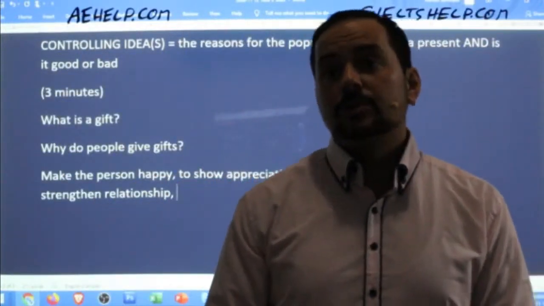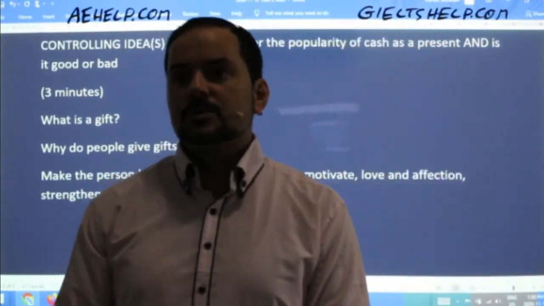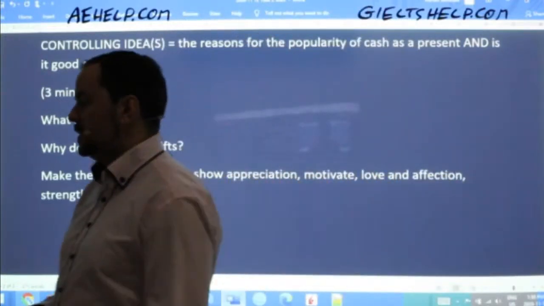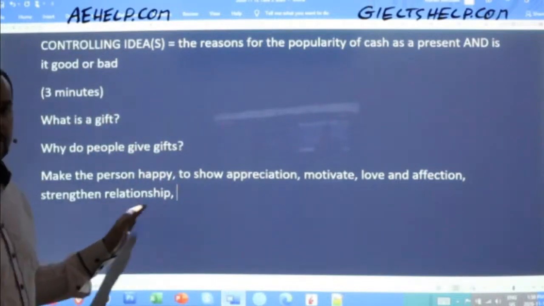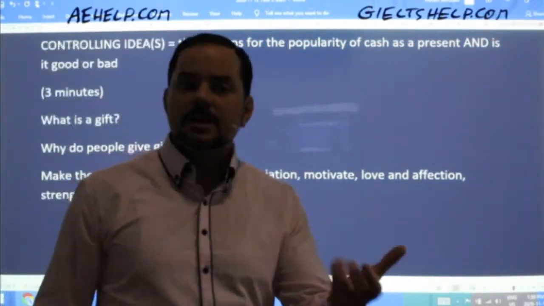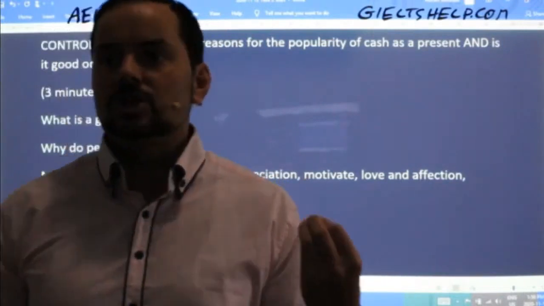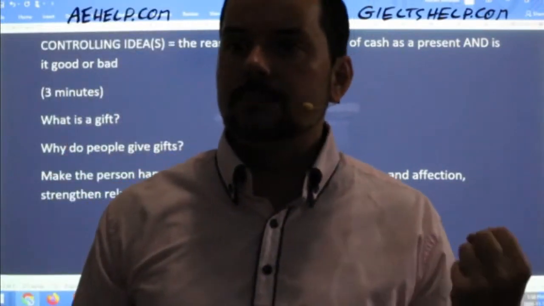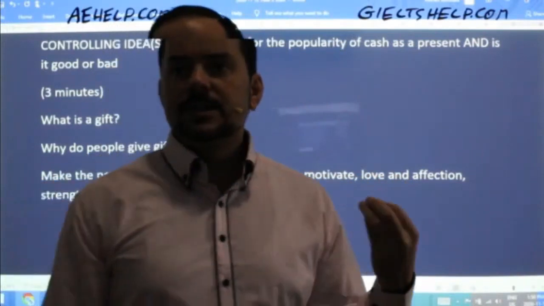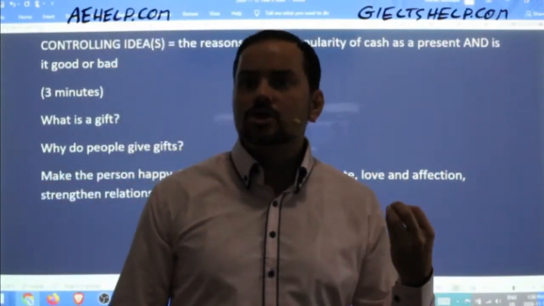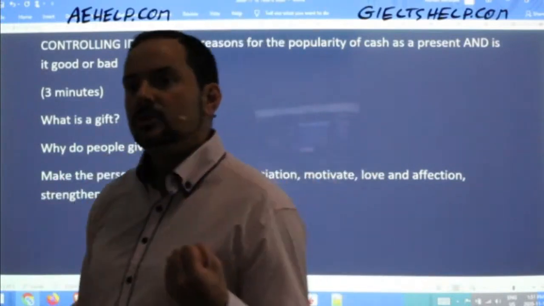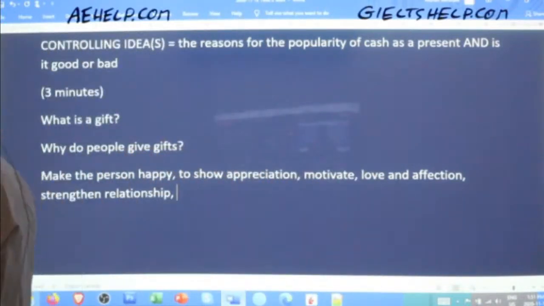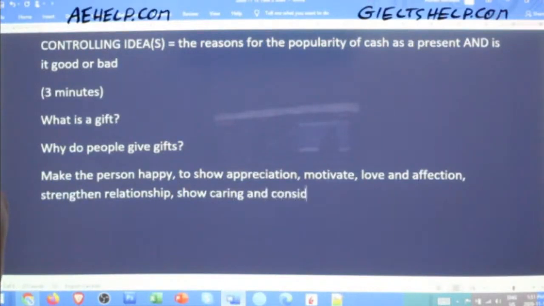Lubna says in order to return a favor, that's possible as well. So answer this one for me. How does giving a gift strengthen the relationship? So if I give my friend a nice watch, how does that make the relationship between my friend and I stronger? So Rajveer says to show emotional sentiment. Yeah, to care, Byron. Very good. Show caring and consideration.